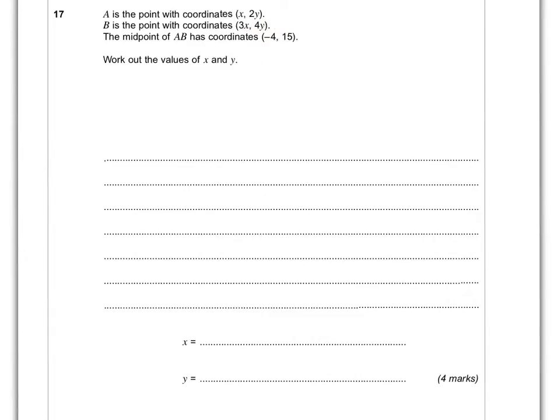So to find the midpoint of two coordinates, which are normally numbers that we know, you would average out the x coordinates, that should give me -4, and you would average out the y coordinates. So I'm effectively doing this. I'm doing x plus 3x divided by 2. I'm finding the point halfway between x and 3x, and when I do that, I will get an answer of -4, according to the answer I've been given.